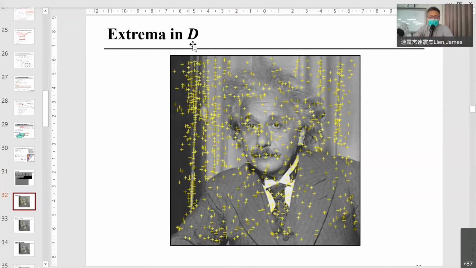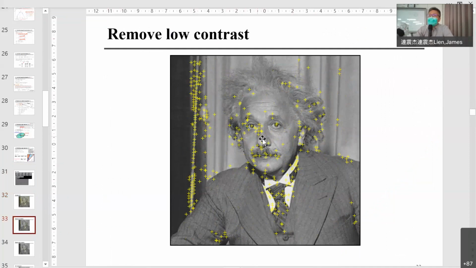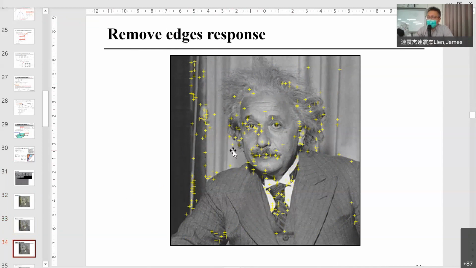Second step, we try to find the edges. Corners belong to the edges. The third step, we try to delete all the low-contrast edges. Fourth step, we keep corners and delete purely edges, because corners are important points. So when they compare with me, I will detect corner points and find the corresponding corner points.